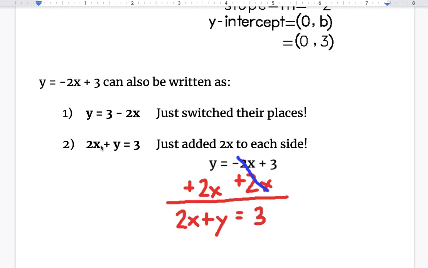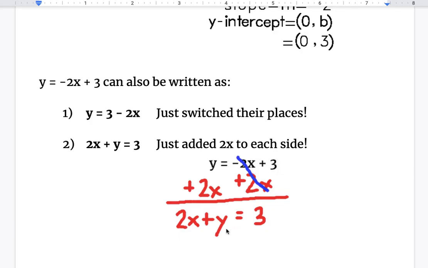For the second example, it's the same thing as well. They just added 2x to each side. So they started off with y equals negative 2x plus 3. And then just like a normal solving of an equation, they did the same thing to both sides to keep it even. They got rid of this minus 2x by adding 2x, but they did that on both sides. So by doing that, they're keeping everything the same. On the right-hand side, it just became a 3. They brought down the equal sign.